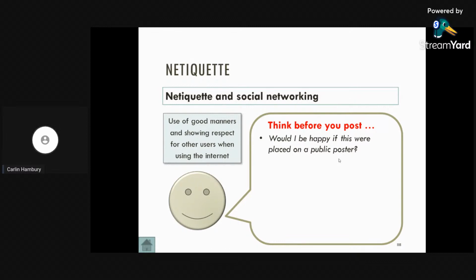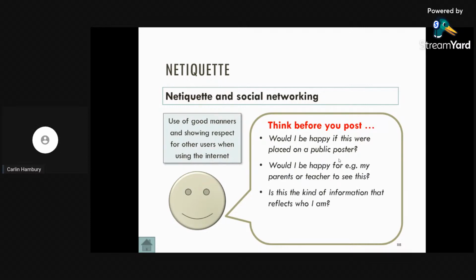Think of some of the things you post on Facebook and on social media and some of the messages you send. Would you be happy if that was blown up like A3 size and put outside your school? Would you be happy for your parents or teachers to see it? Is this the kind of information that reflects who I am? Would I be happy for a prospective employer to see my site? Just bear in mind that companies these days do go and look at your Facebook profile and your Instagram and things like that to see if what they are seeing in the interview is who you really are.